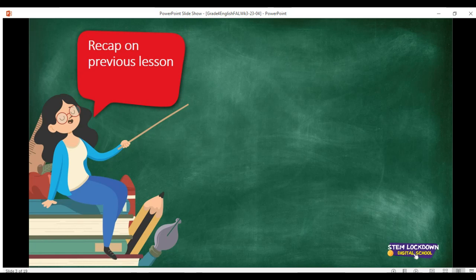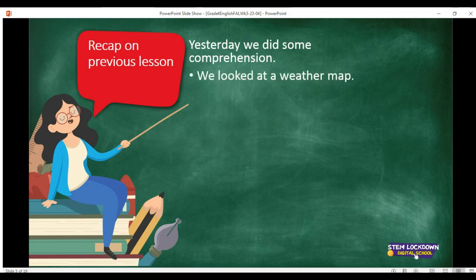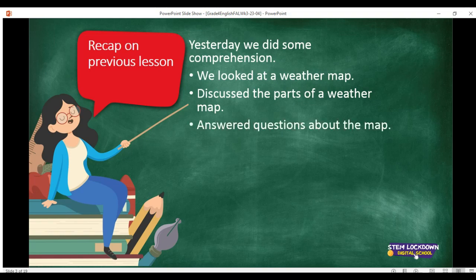So yesterday, those of you who were with me, we looked at a comprehension. We focused on the weather. We went through a weather map. I showed you what the different parts of a weather map mean, because I wasn't sure how many of you knew what the symbols meant. Then we answered some questions based on that weather map. And then we read a bar graph and we answered some questions on the bar graph too.